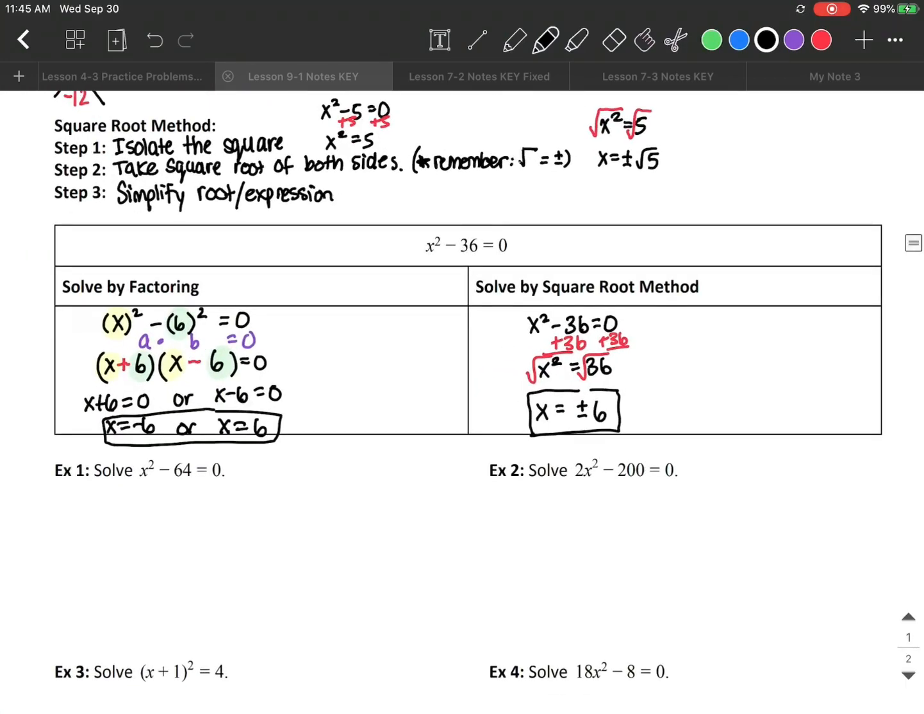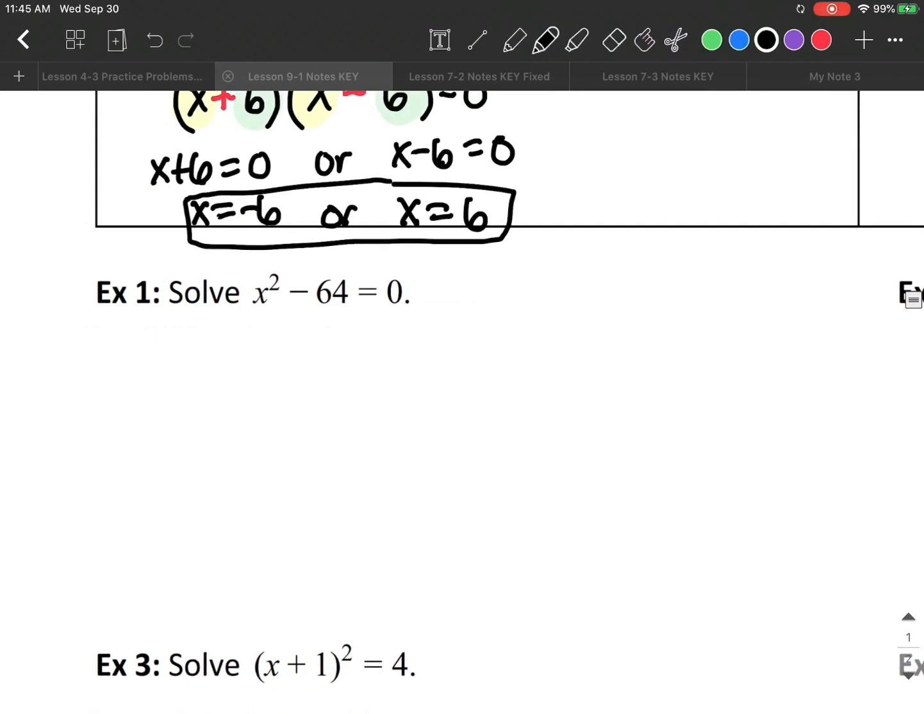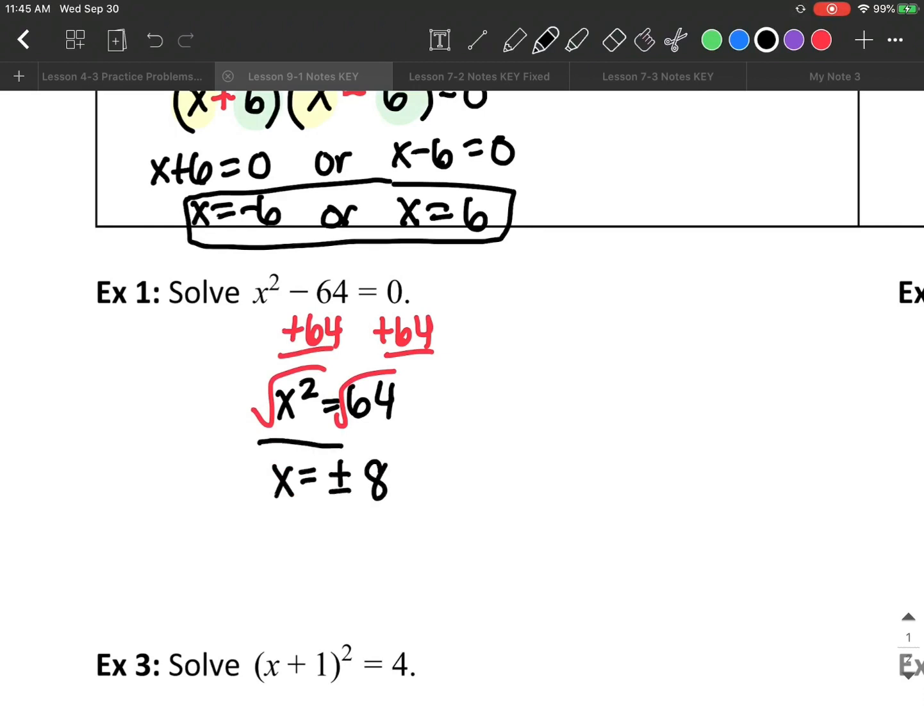All right, let's do an example. So of the square root method, I have x squared minus 64 is equal to 0. So first thing I'm going to do is I'm going to get that x squared by itself. I'm going to add 64 on both sides. I get x squared is equal to 64. I'm going to take the square root of both sides to get that x by itself on the left-hand side. And that's equal to, now don't forget, positive or negative 8. Most of the time you should have two different answers.